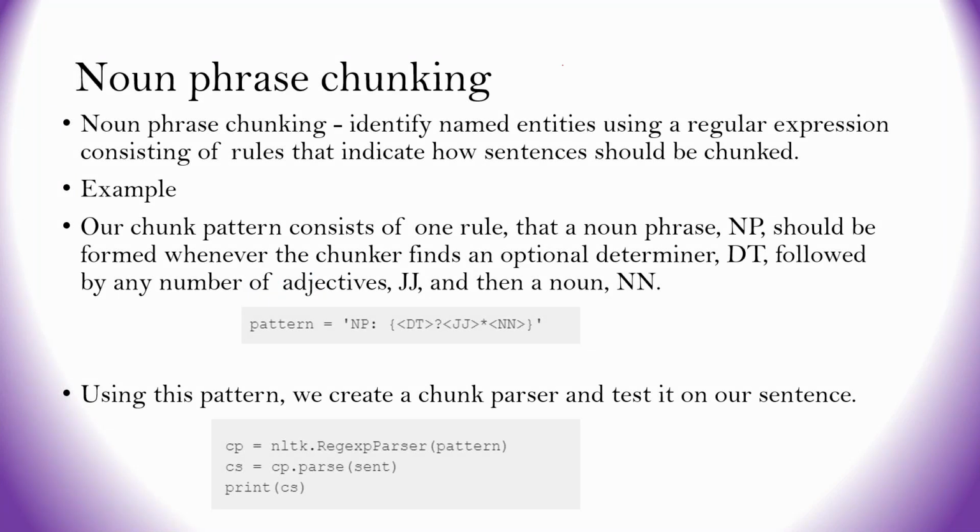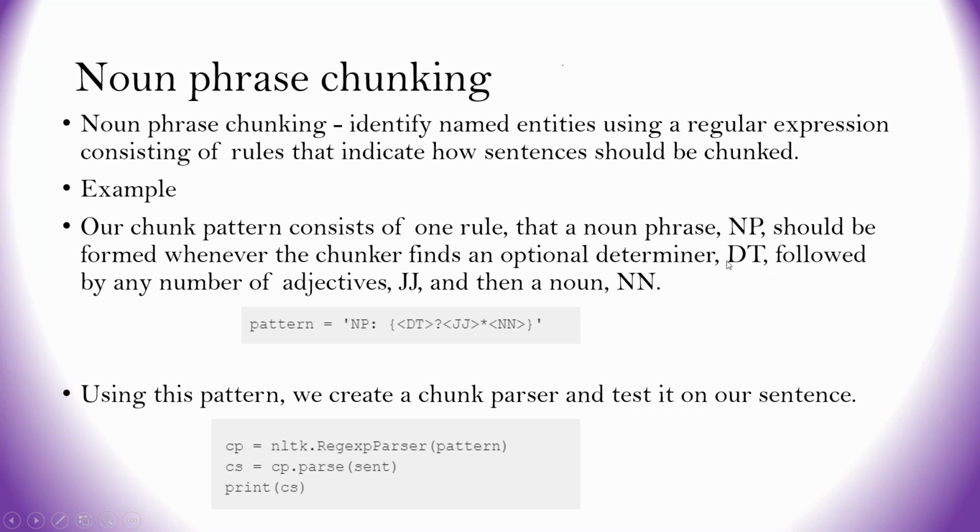Once that is done, we are identifying the noun phrases first out of the POS tags. Noun phrase chunking identifies named entities using a regular expression. So we are supposed to write some regular expressions to identify the noun phrase alone on the POS tags, which indicate how sentences should be chunked. In the example, a chunk pattern consists of only one rule, that a noun phrase should be formed whenever the chunker finds an optional determiner.